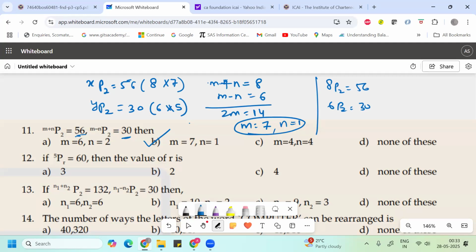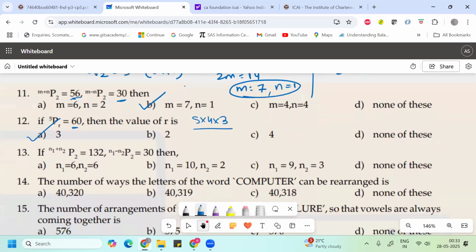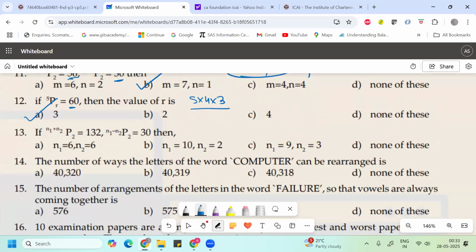Then question number 12, 5PR is 60. So 60, how will you get it? 5 into 4 into 3. Okay, so this will give you 60. So if you start with 5, 5P1 means 5, 5P2 means 20, 5P3 means 60. So what is your r? r is 3.